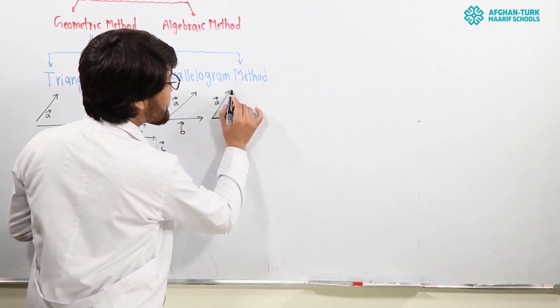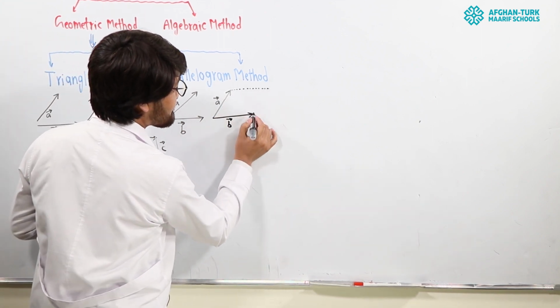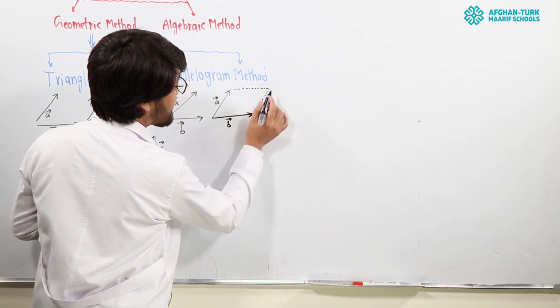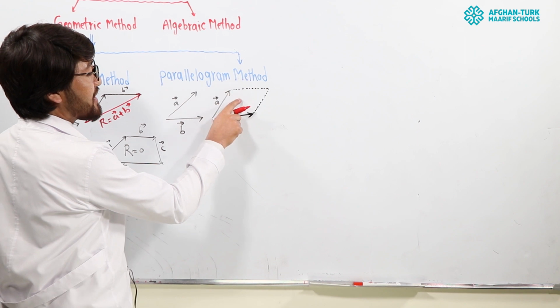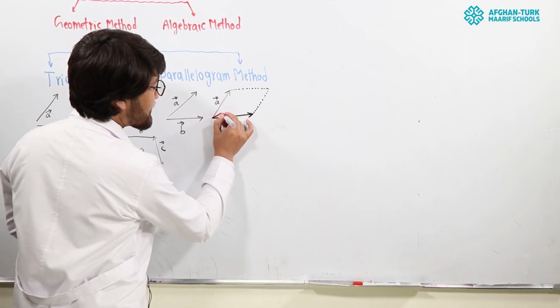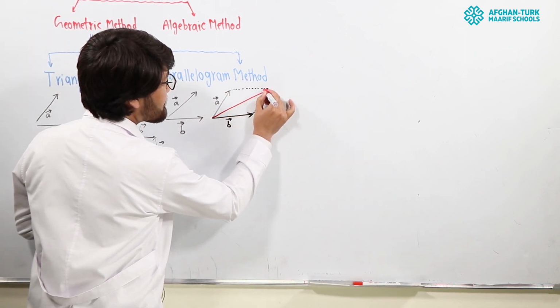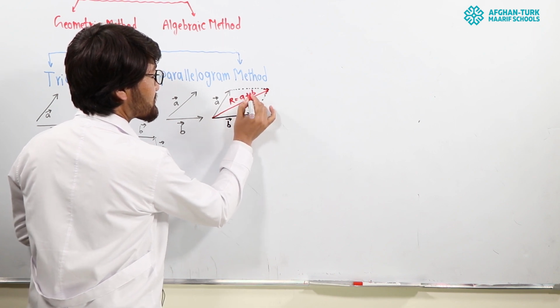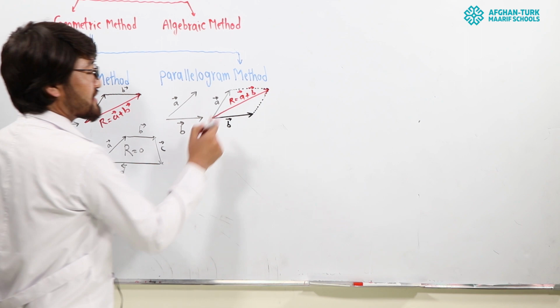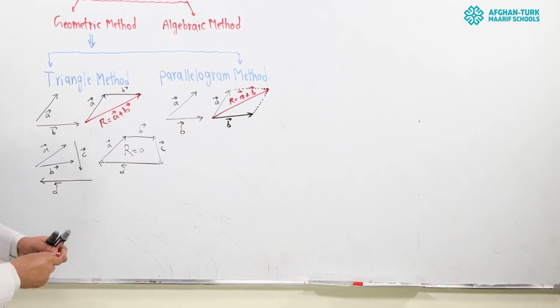Then we draw parallels. Now we make a parallelogram, and the diagonal of this parallelogram is called the resultant of the vectors. Yes, we draw. Okay, come to the next example.